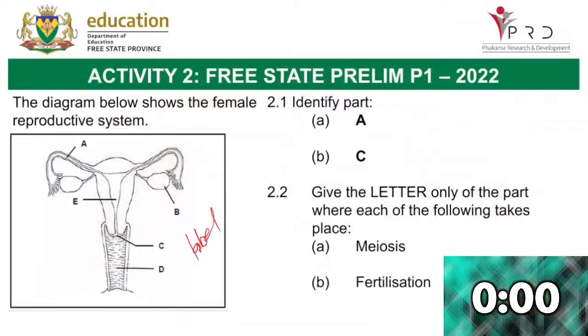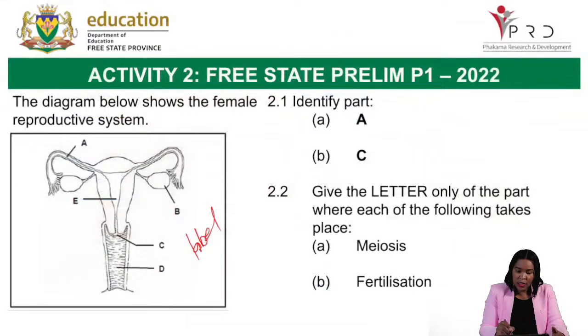Right. So as you are practicing this skill, it's going to get into your head. You're going to keep on practicing and then you're going to master it. Then this question was coming from the paper that you've just written. It says the diagram below shows the female reproductive system. Now, identify part A and C. You see that you've already done that by just labeling these parts, so it's easy for you to write the labels now without having to scratch your head about it.